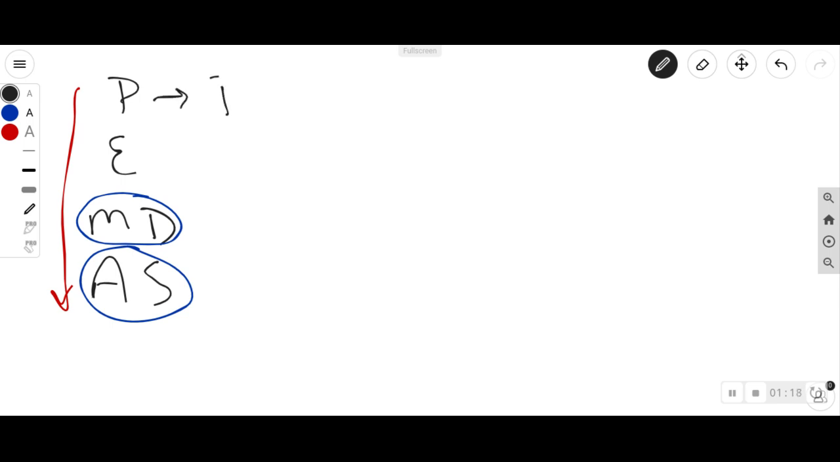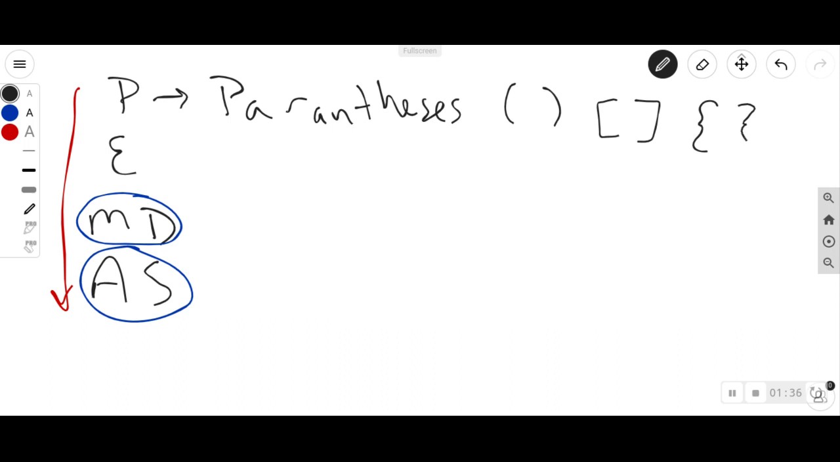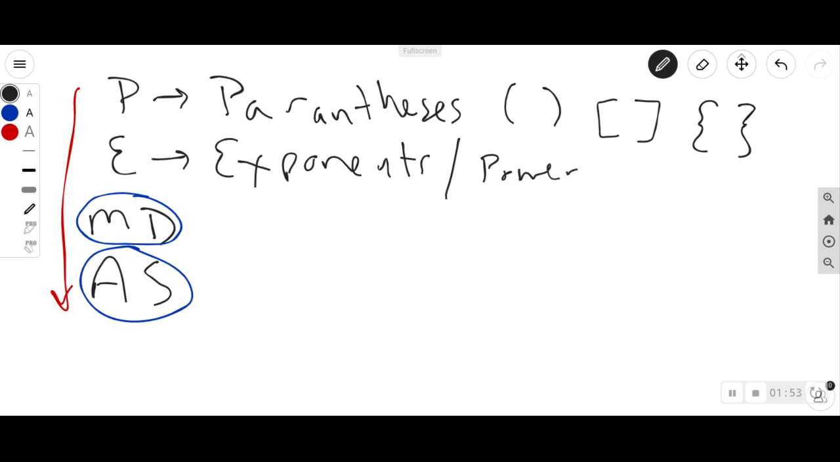The P stands for parentheses. Parentheses meaning our round grouping symbols, our square grouping symbols known as brackets, and these weird curly grouping symbols called braces. P just means do what's inside first. E is for exponents, also known as powers.